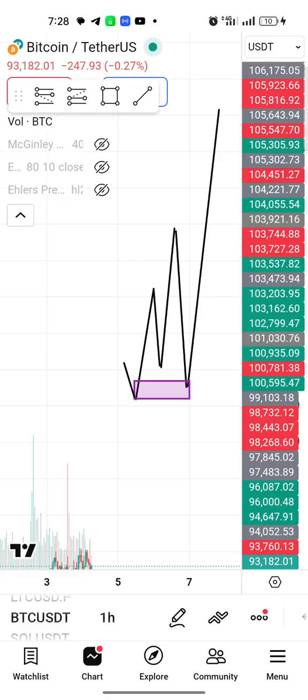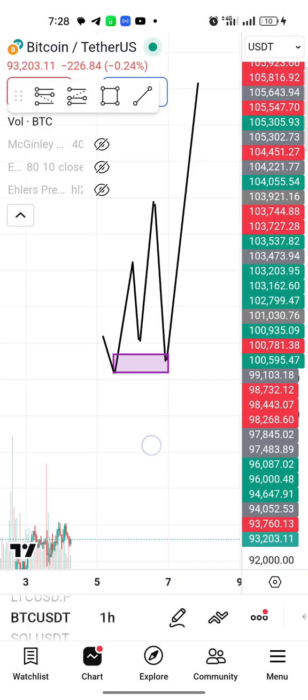Then the next thing you want to see is liquidity. Liquidity is an area where most people will place their stop loss. It just means inflow of capital, where the money is. Many people put their stop loss at the lows or the highs, but smart money knows that's where you put your stop losses. So they'll come there, clear it out, and then move in the way it's supposed to move.